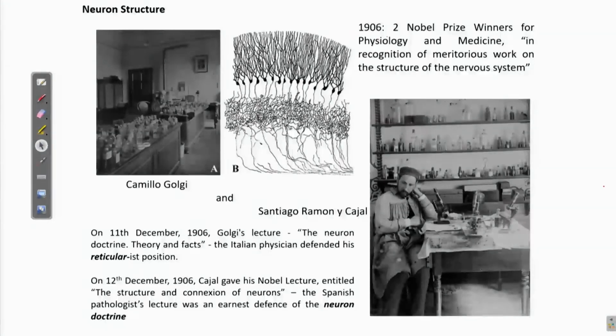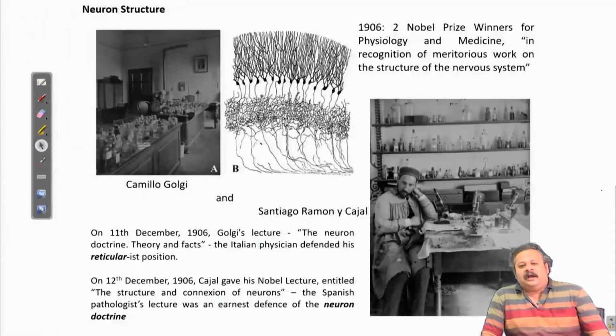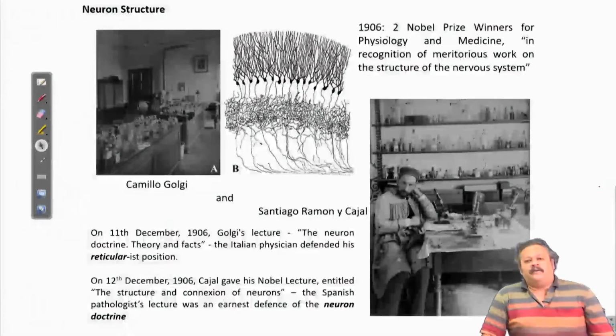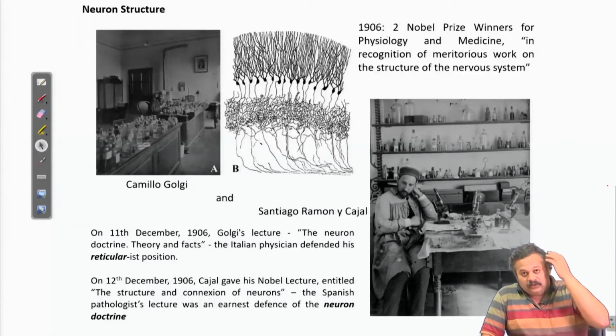And both of them together got the Nobel Prize in 1906 because of their work on the structure of the nervous system. They were very strong in their neuroanatomical work, and their contributions are extensive in terms of our understanding today of the nervous system. So they did painstaking work in order to understand by visualization and then drawing by hand what neurons look like, and then made discoveries based on those observations.